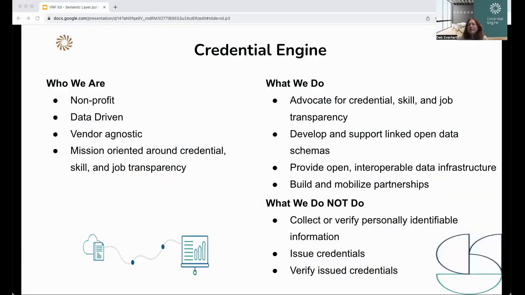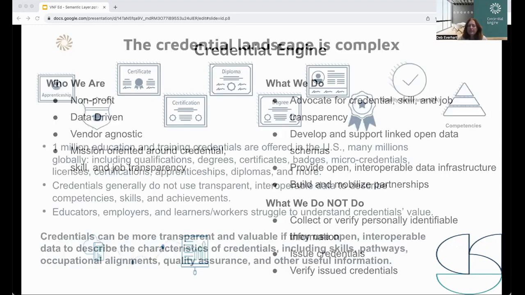Credential Engine is a nonprofit organization, and we provide linked open data infrastructure for connecting credentials, skills, and jobs in meaningful ways. We do three things. We advocate for credential and skill transparency. We provide a schema, the Credential Transparency Description Language, or CTDL, that describes credentials, skills, and jobs and the connections among them. And we provide a public registry for everyone to use CTDL data collaboratively.